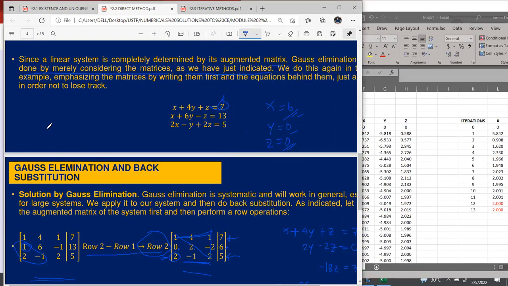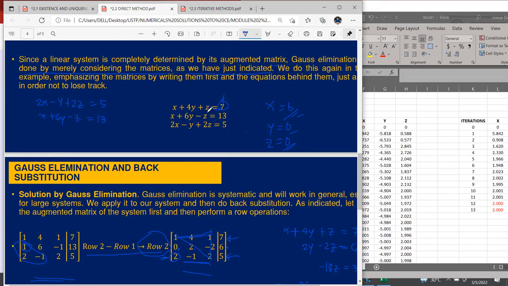So the equation here is, we have X. Let's rearrange it to be diagonally dominant. For X, you have 2X minus Y plus 2Z equals 5. Then next, you have X plus 6Y minus Z equals 13.